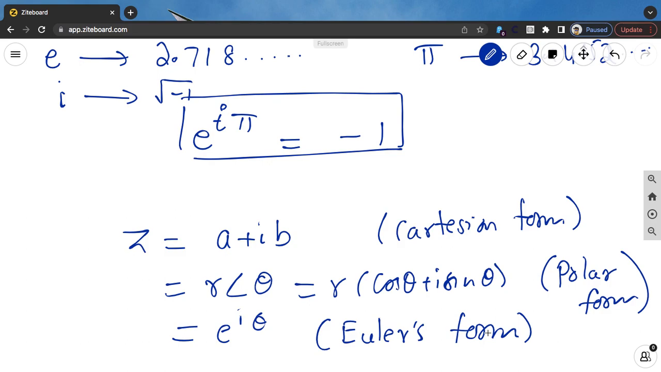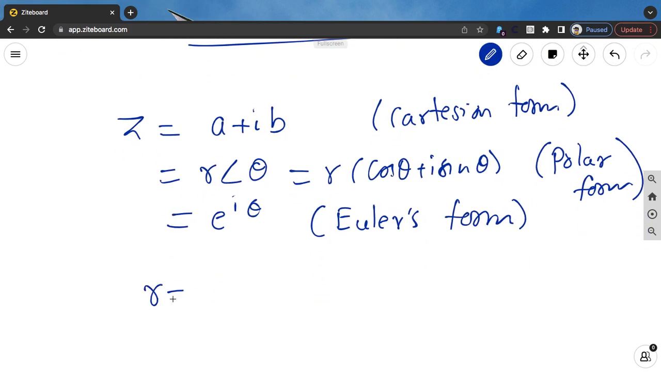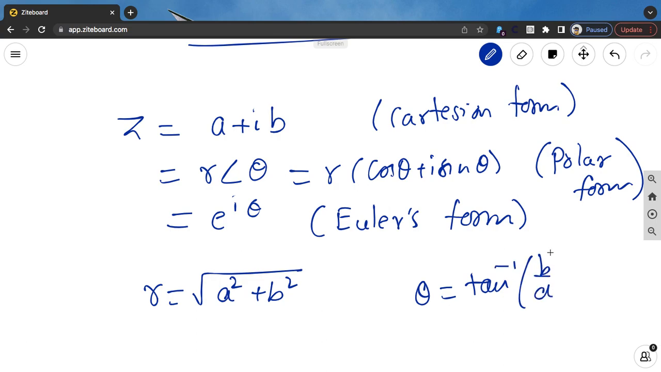How do you find r? r is the modulus, square root of a square plus b square. How do you find theta? Tan inverse of b by a. So this is what you need to remember throughout this chapter, that I can use these forms interchangeably depending on what kind of a question I am solving.